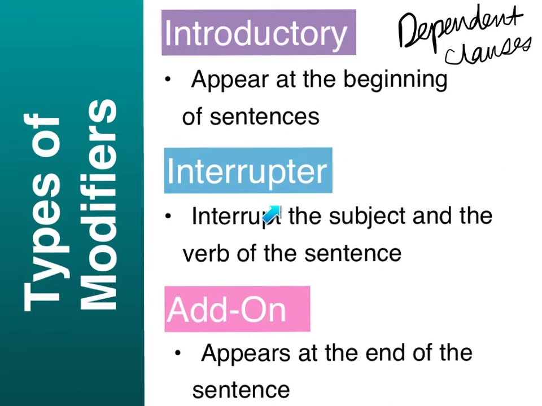Next, you've got an interrupter. Interrupters interrupt, obviously, the subject and the verb of the sentence. So they're usually punctuated by, you've got the sentence, you've got a comma, the interrupter modifier, another comma, and the rest of the sentence, period. That's obviously a really bad rendition, but you will see what this looks like. And lastly, you've got the add-on. It comes at the very end of the sentence. Okay, so let's take a look at these in action.